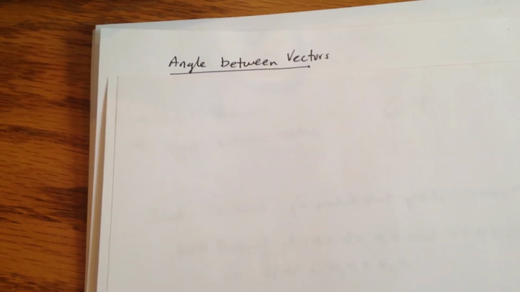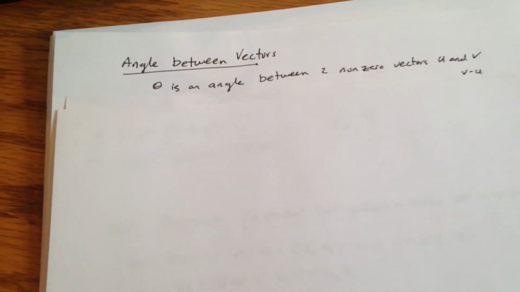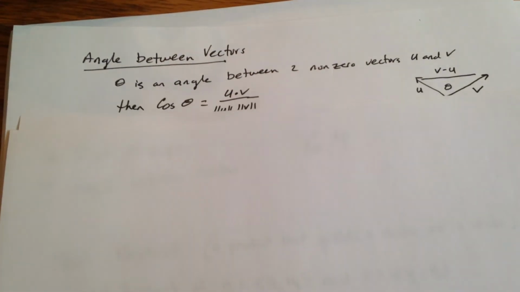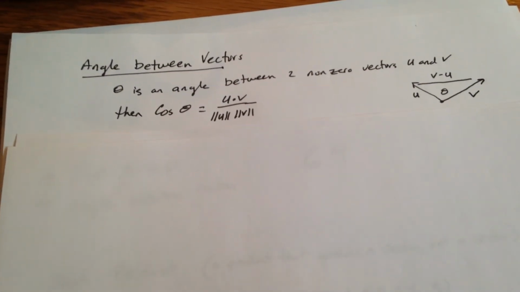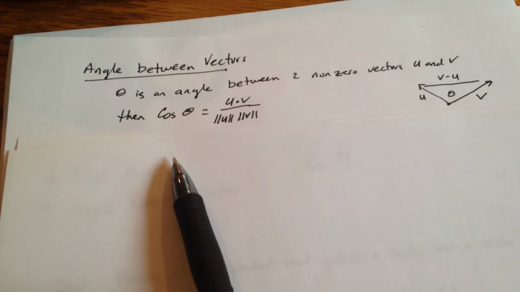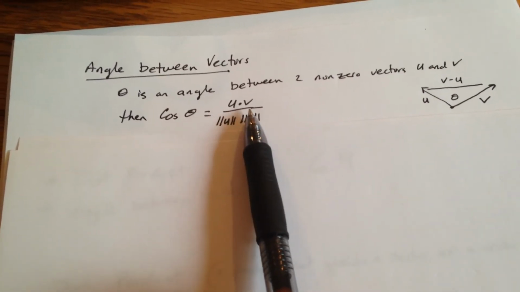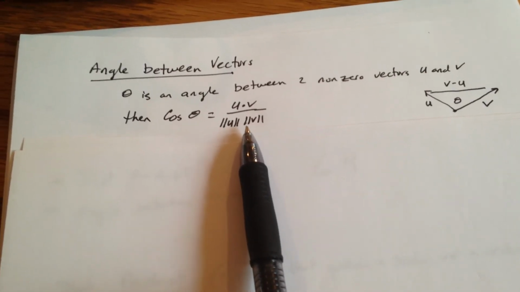The other thing we need to look at today is the angle between vectors, which will give us orthogonal vectors. The angle between two vectors is what it sounds like: you take two vectors and find the angle between them. Here's the formula. The cosine of theta, our angle between the two vectors, is found by doing the dot product of the two vectors divided by the magnitudes of both vectors multiplied.